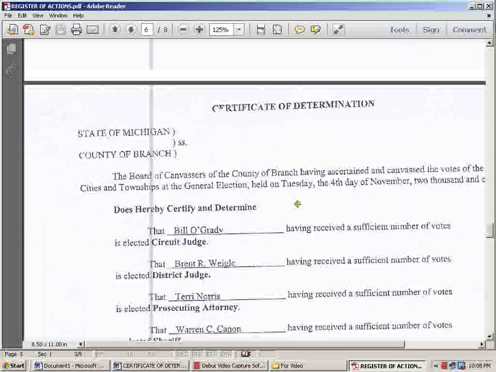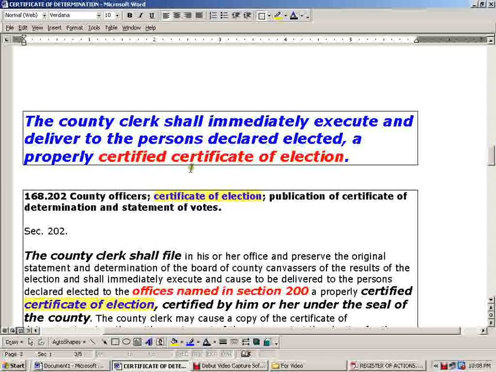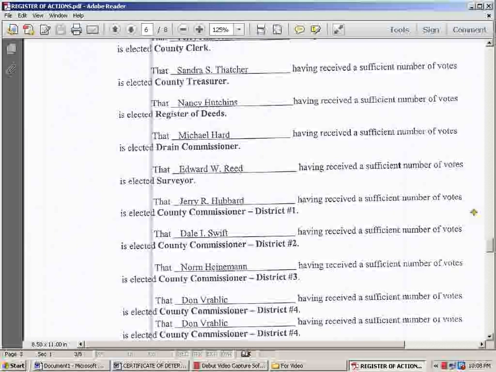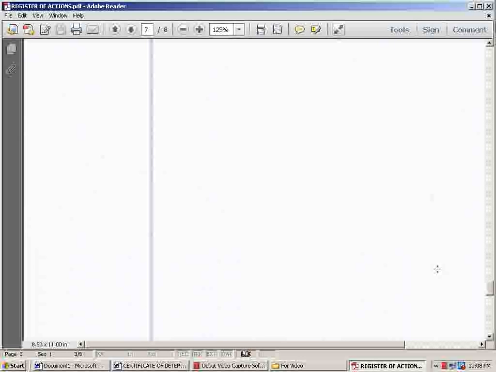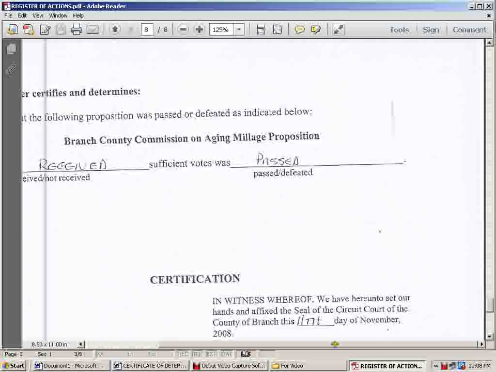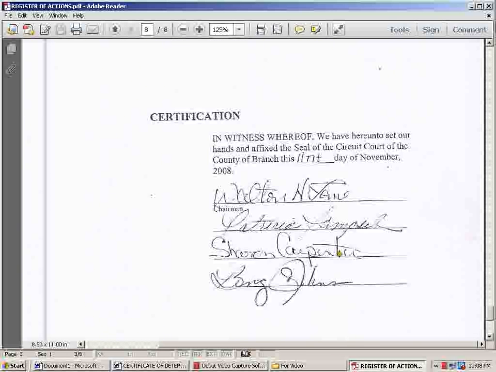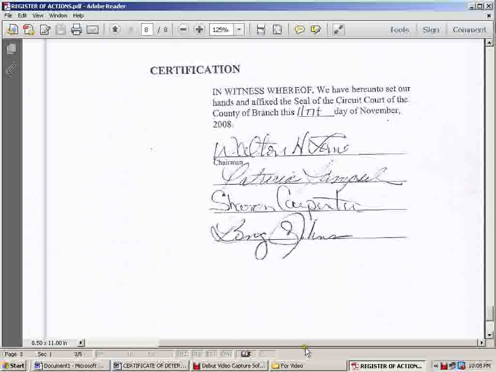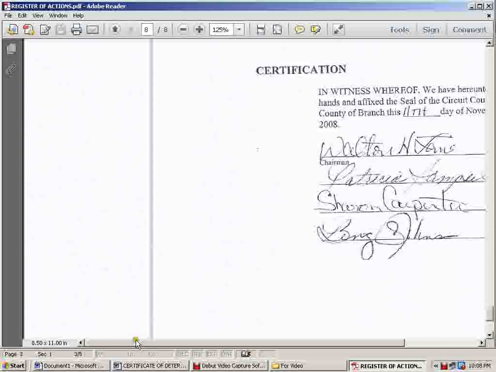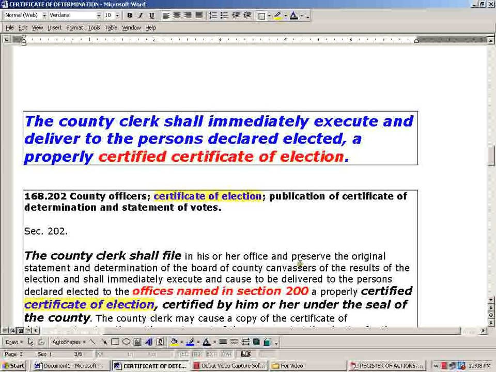Okay, fine. You say these people elected, fine. Show me their certified certificate of election. And to be certified, it's going to have some kind of statement, in witness whereof we have hereunto set our hands and affixed the seal of the circuit court of the county of Branch. Blah, blah, blah. And put the seal on it. And it ain't there. They ain't elected. So, did the county clerk give these people a certified certificate of election?